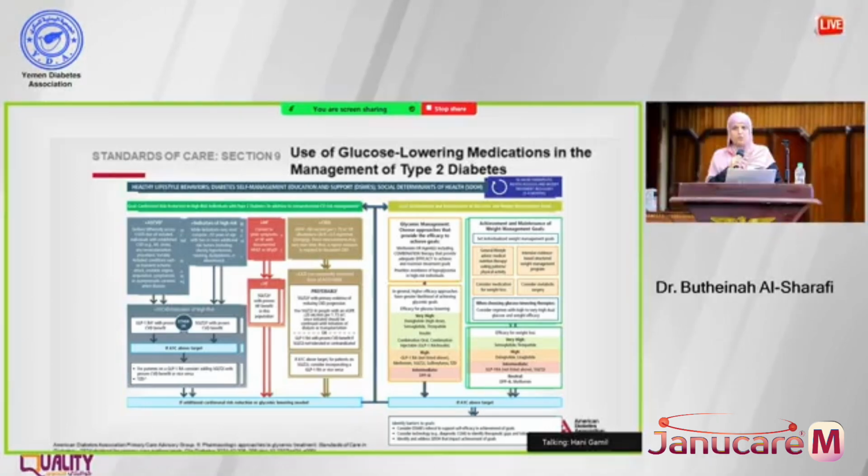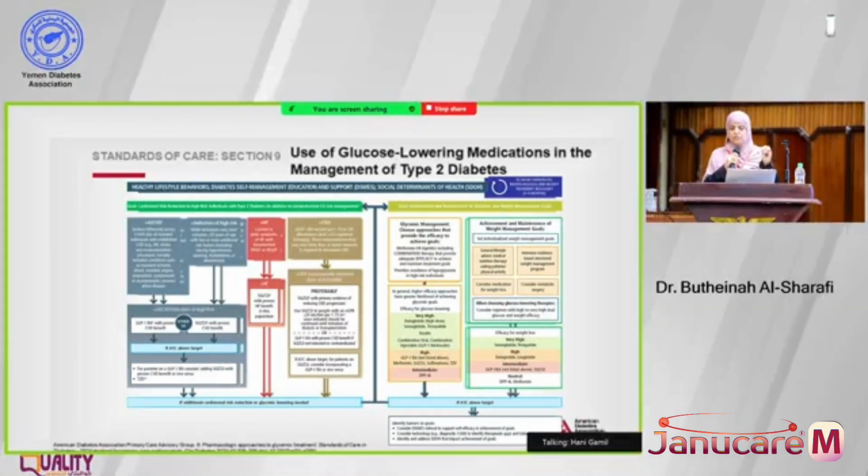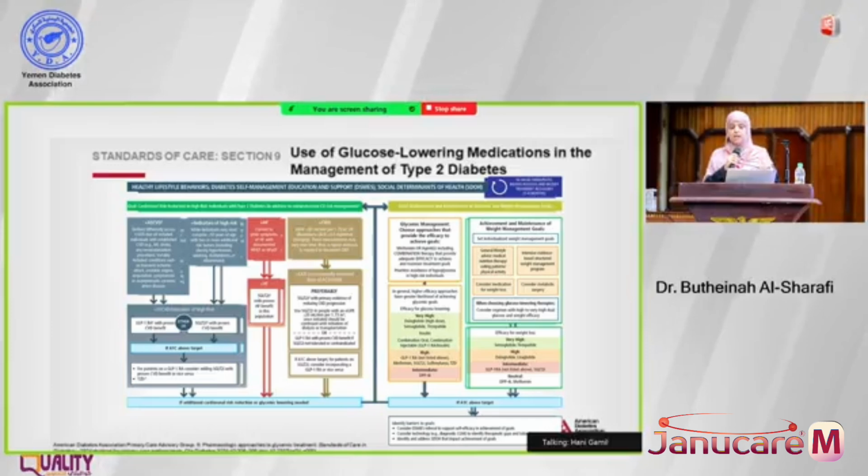So if you have heart failure and you have type 2 diabetes, you want to put the patient on an SGLT2 inhibitor. If they tolerate it, then that's fine. If the patients are controlled on it alone, that's fine. If not, you add other agents, again, as needed.